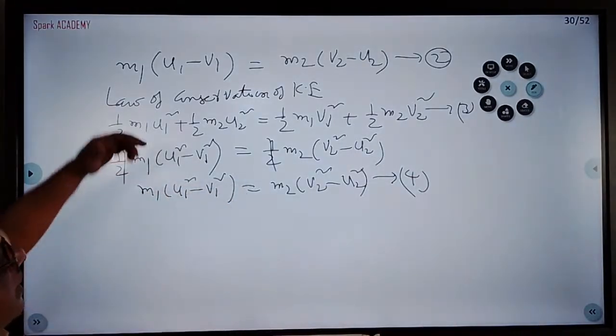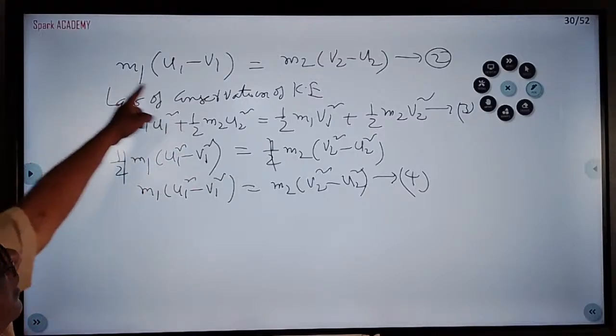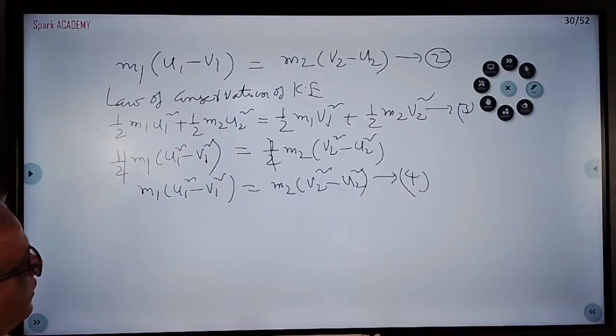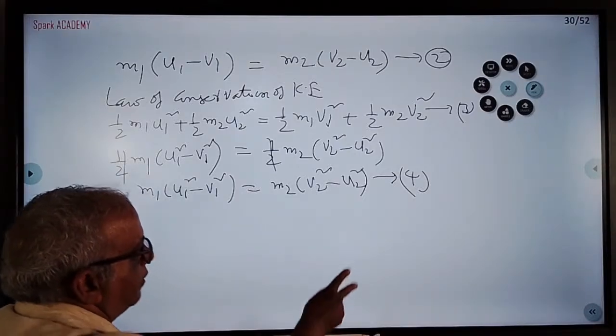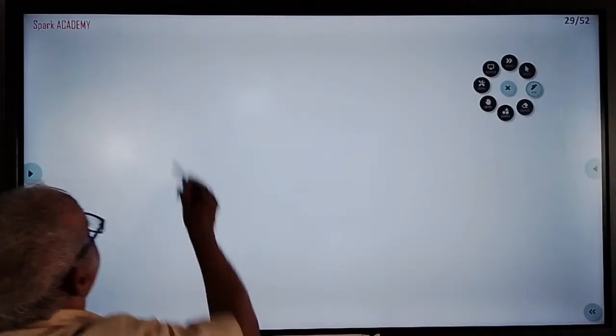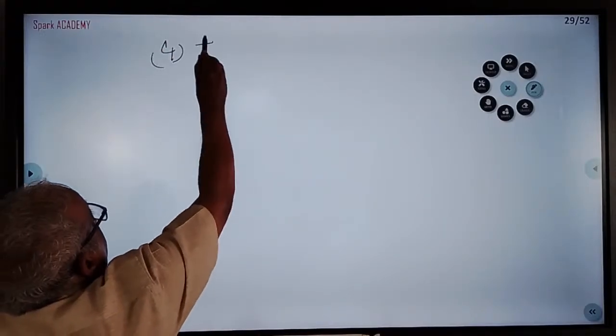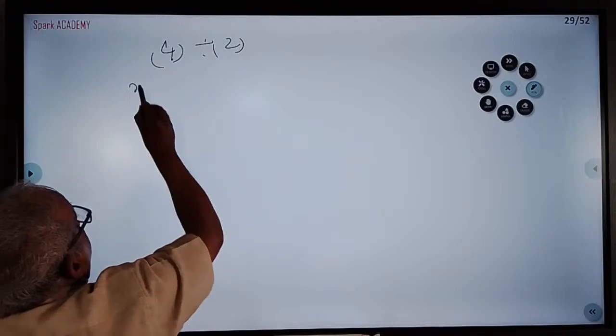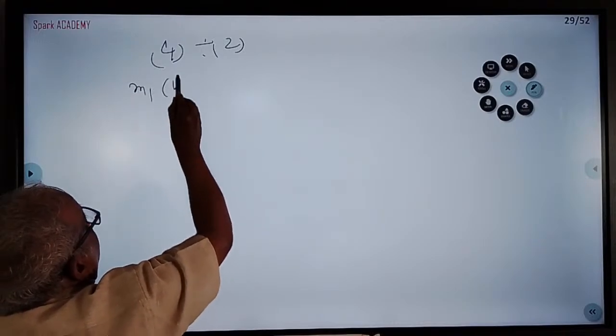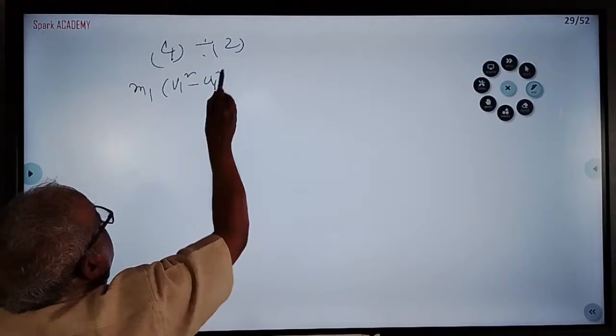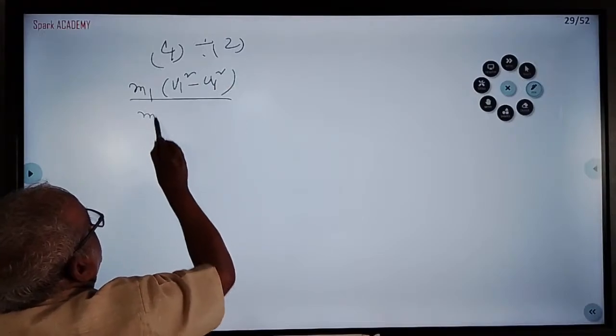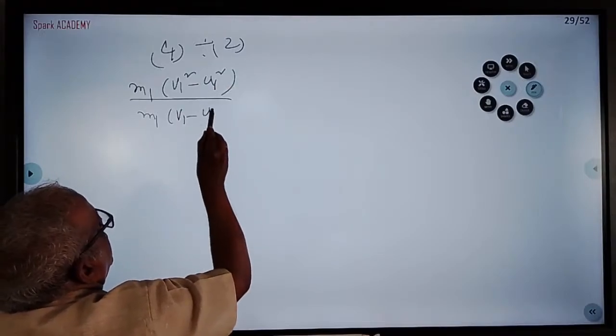I am taking the second equation and the fourth equation. All of you see the second equation and the fourth equation. Fourth divided by second. I am doing all this mathematics for getting the answer. Fourth divided by second.